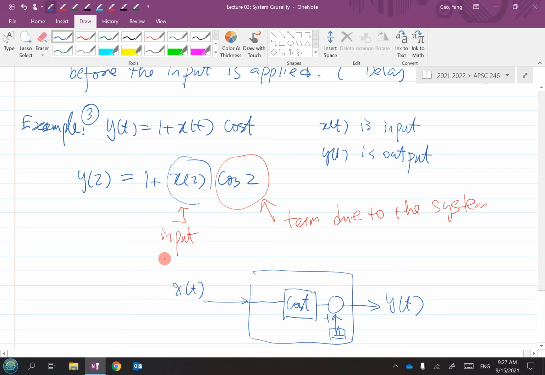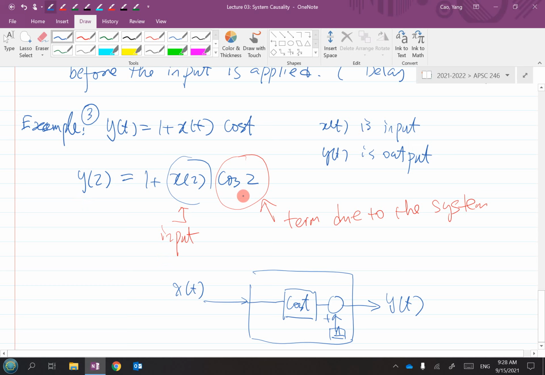Yes. Okay, so this is where exactly I'm trying to clarify the confusion, right? When you look at causality, what do you look at? Set aside everything else. You only look at what? The input and the output. You do not look at anything else. What is input here? What is output? This. Do not look at this term.